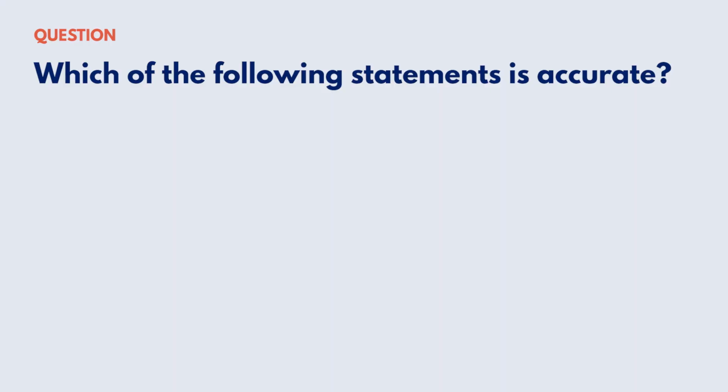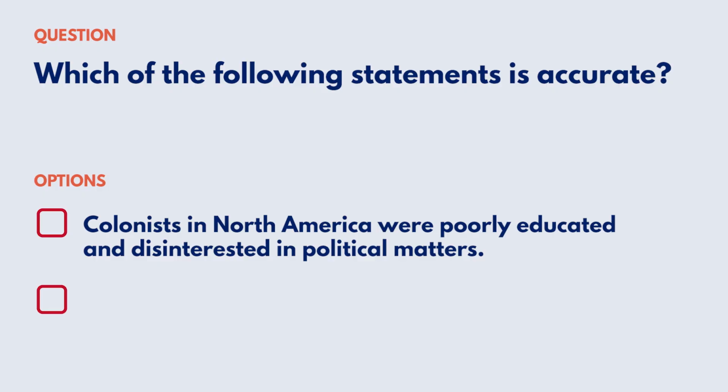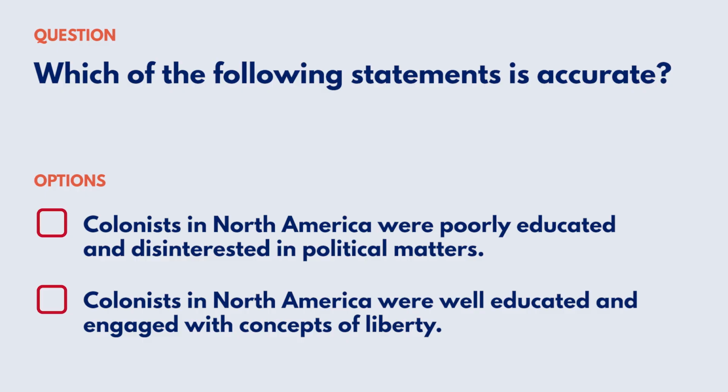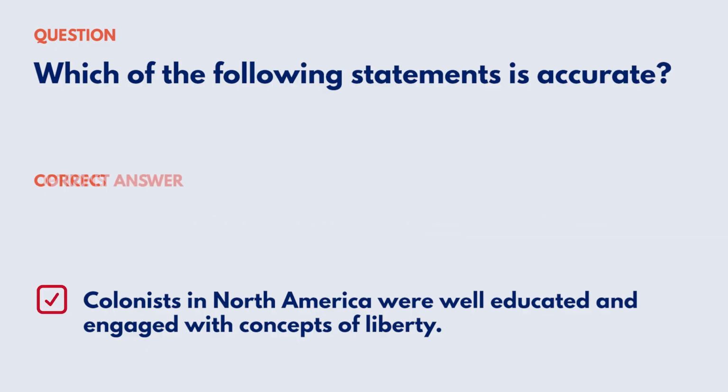Which of the following statements is accurate? Colonists in North America were poorly educated and disinterested in political matters. Colonists in North America were well educated and engaged with concepts of liberty. Correct answer, colonists in North America were well educated and engaged with concepts of liberty.